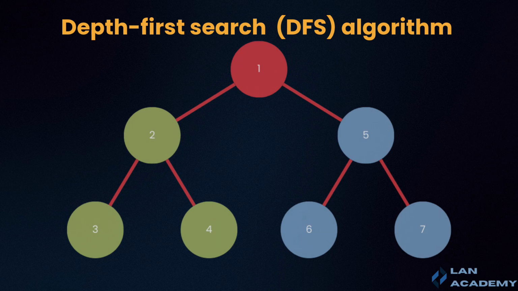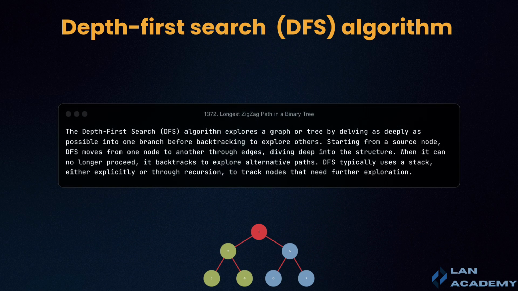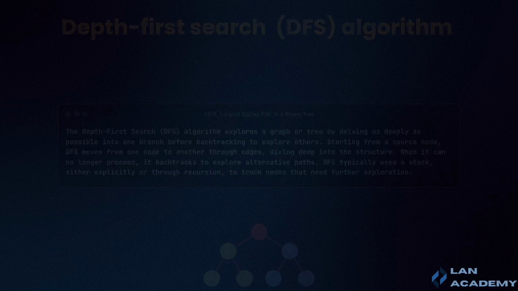To solve this problem, we will use a depth-first search algorithm to explore all possible paths in the tree and determine the maximum length of the zigzag path. DFS is a common technique used to explore all nodes in a binary tree or graph by visiting each node and then recursively exploring all its children.